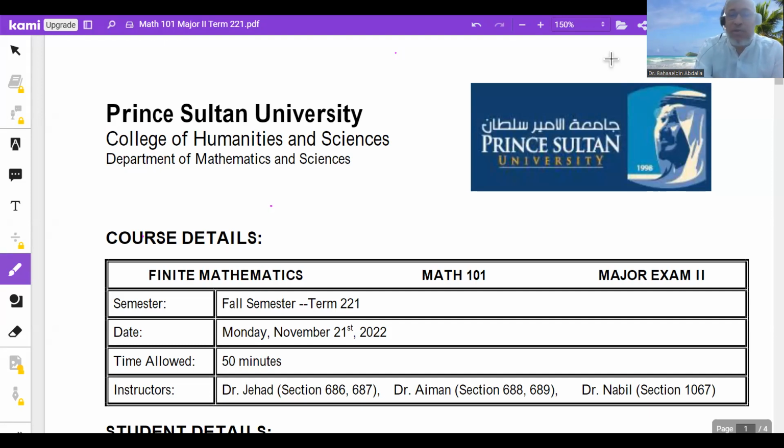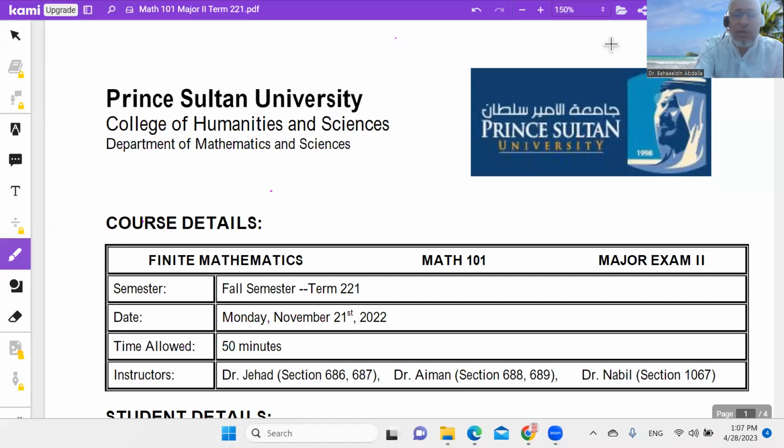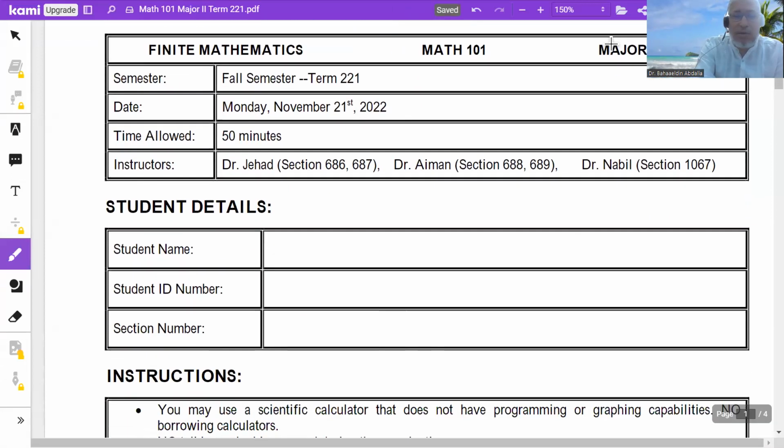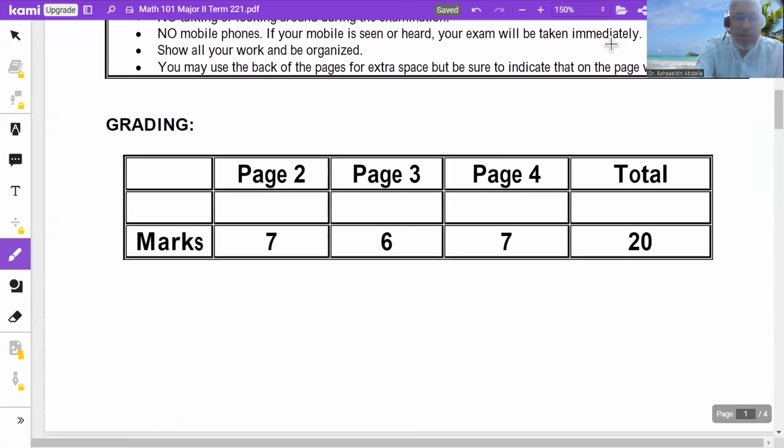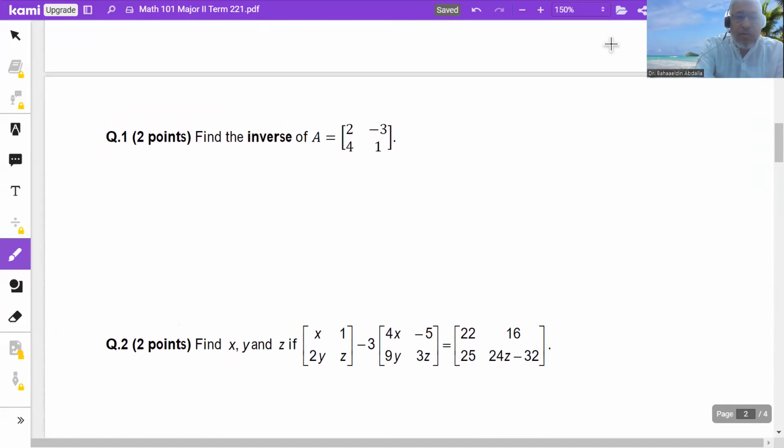This is the second major of Math 101, Term 221. Let us solve it together. So the first question, find the inverse of this matrix. And it's a 2 by 2 matrix, so we know that there is a formula to find A inverse.